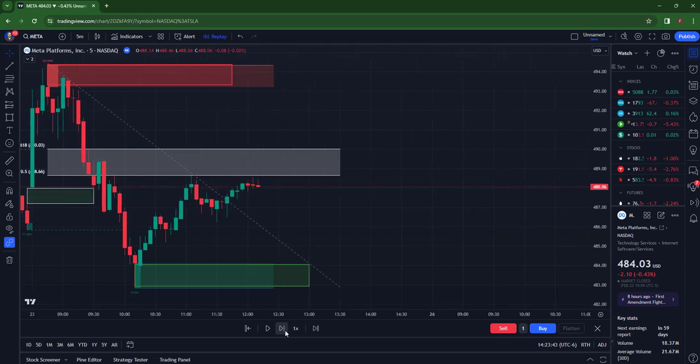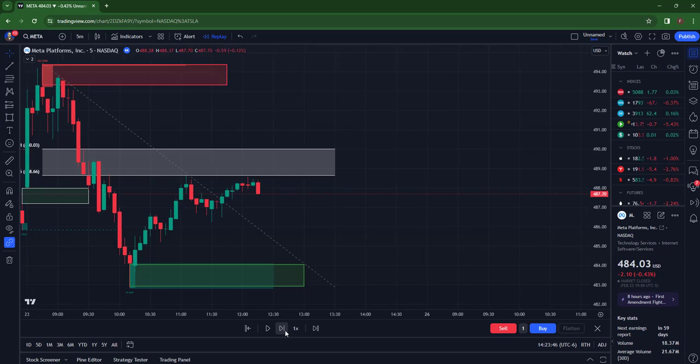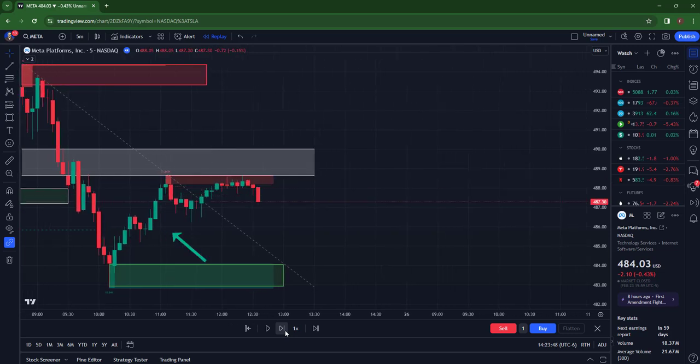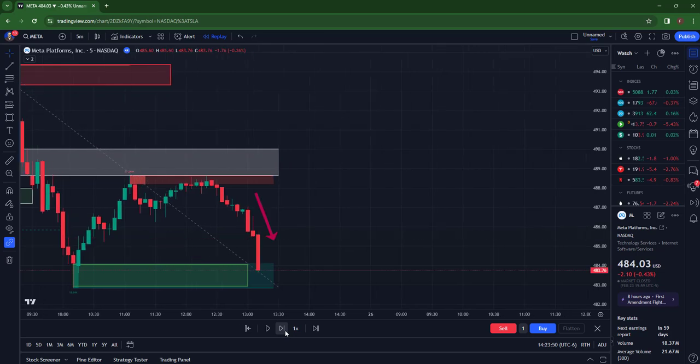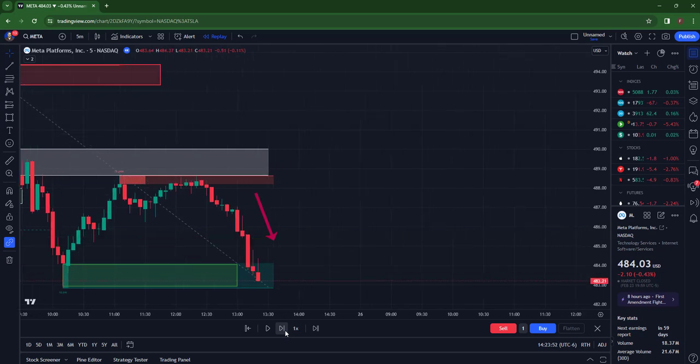So in this scenario you could have taken two trades. One long position on the way up to the Fibonacci and another short position on the way down to the support area after the rejection off the Fibonacci 50% level.